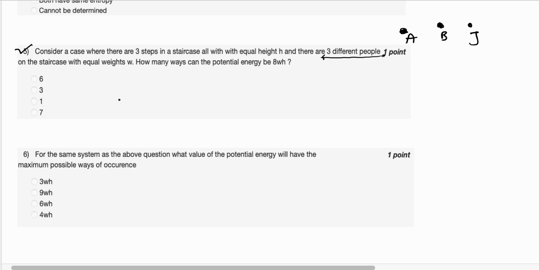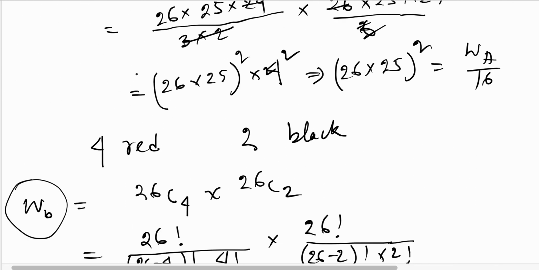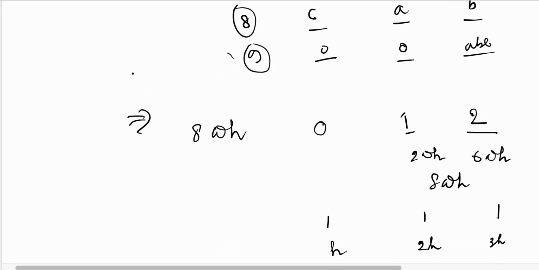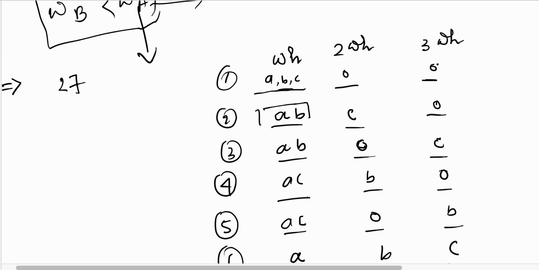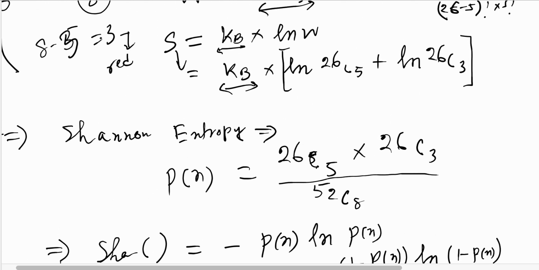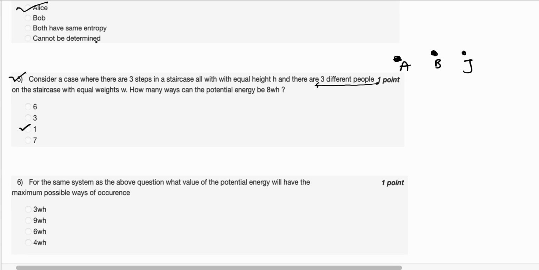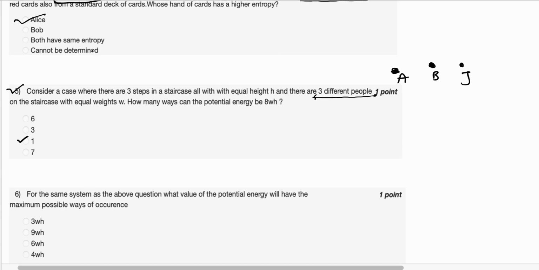It's 8 omega h. So there is only one possible way we can put 3 different people in such a way that the total potential energy is 8 omega h. Let us check again: if I put 1 individual there, it is 3 omega h and 3 omega h, that is 6 omega h, so it is not possible. So there is only one way we can get 8 omega h.